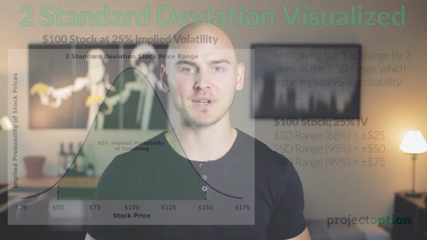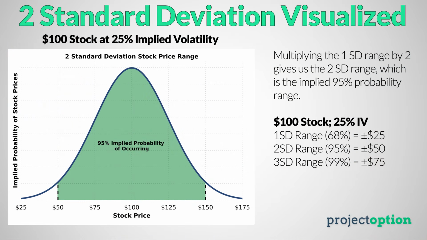We can also calculate 2 and 3 standard deviation ranges by multiplying the 1 standard deviation range by 2 and 3 respectively. A $100 stock with 25% implied volatility has a 1 standard deviation range that extends $25 above and below the current stock price. Therefore, a $100 stock with 25% implied volatility has a 2 standard deviation range that extends $50 above and below the current stock price, as visualized in this chart.